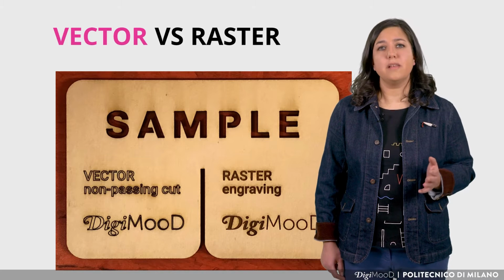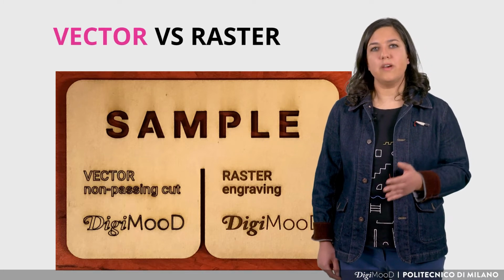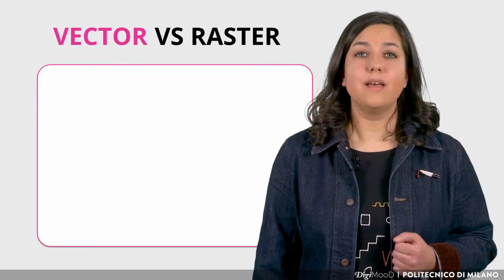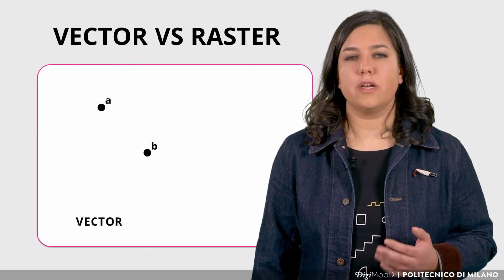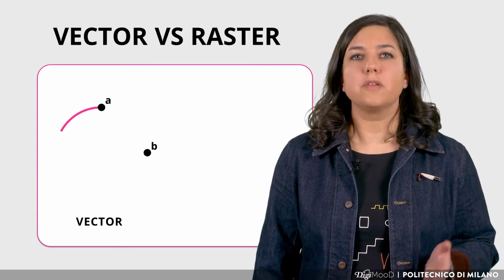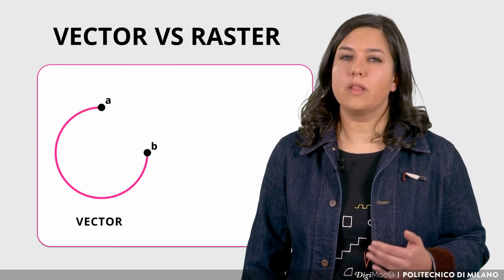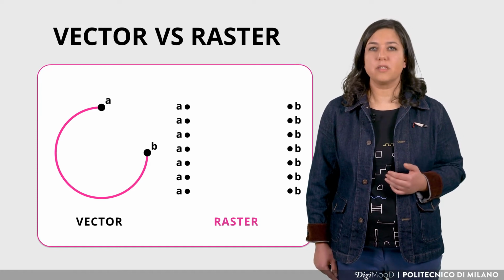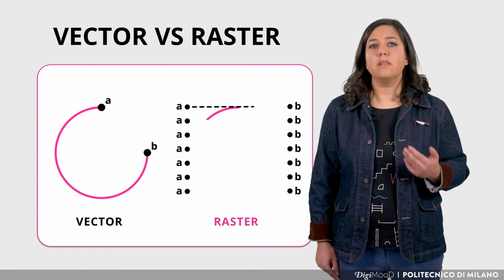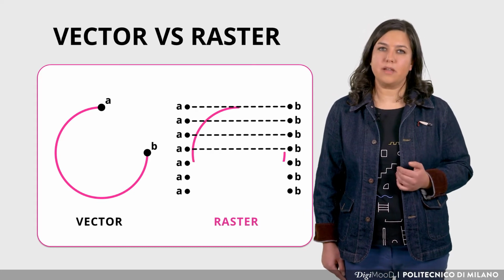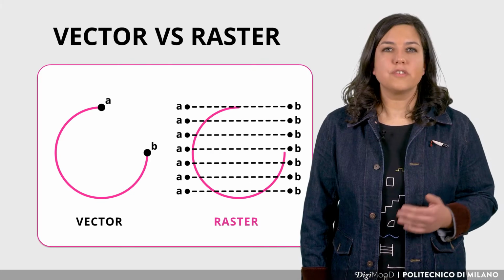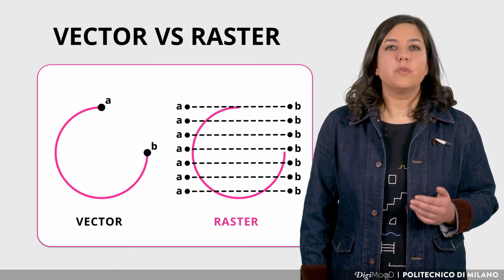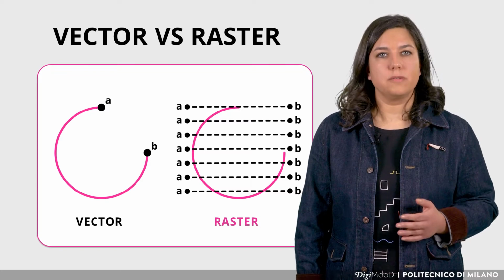In fact, the left side of the sample works with vectors, the right side with raster images. In the first case, when you use vectors, the laser source moves from A to B following the path. In the second case, when working with raster images to create the same spiral, the laser moves along horizontal lines. The source turns on only when it is above the spiral, but you do understand that this takes longer.